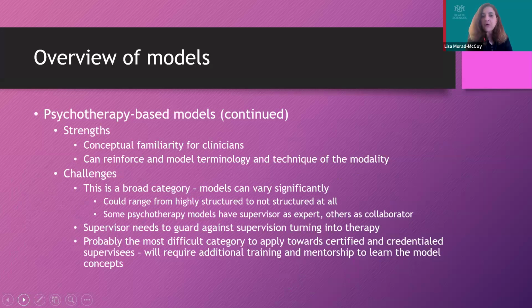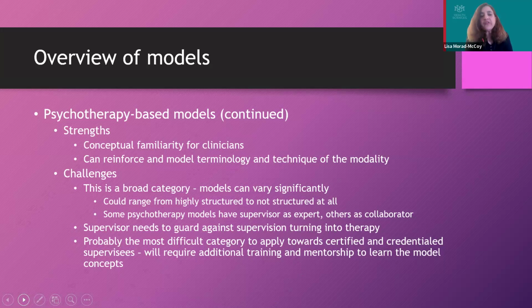And we're always towing the line in clinical supervision of not jumping over into therapy. And it's not always easy. At least in my practice, there are times when I feel like I'm jumping over into therapy, and we just want to make sure that we're guarding against that as much as possible.